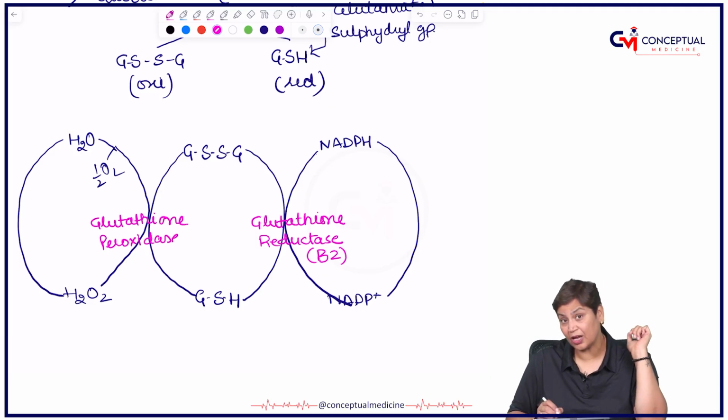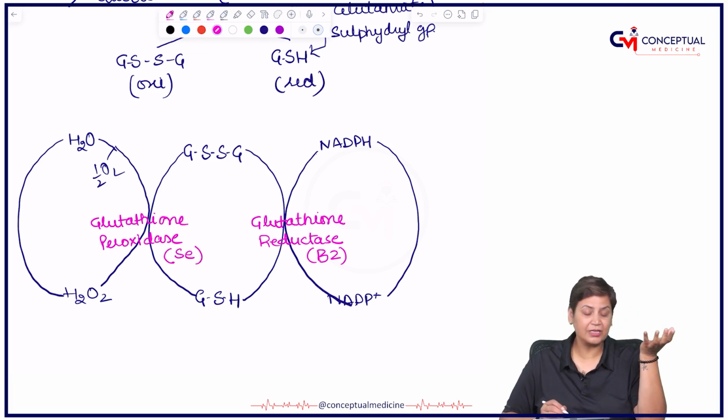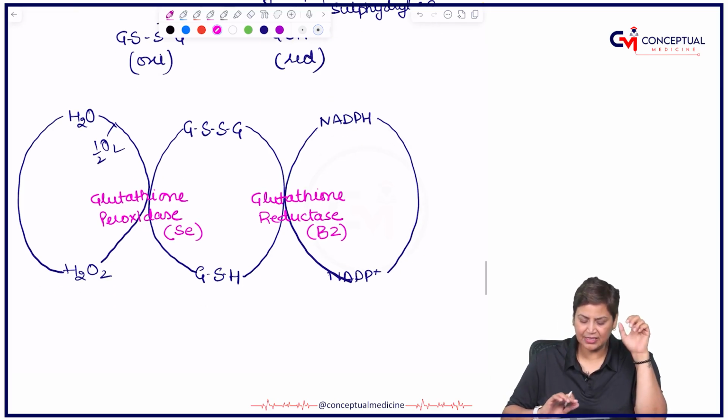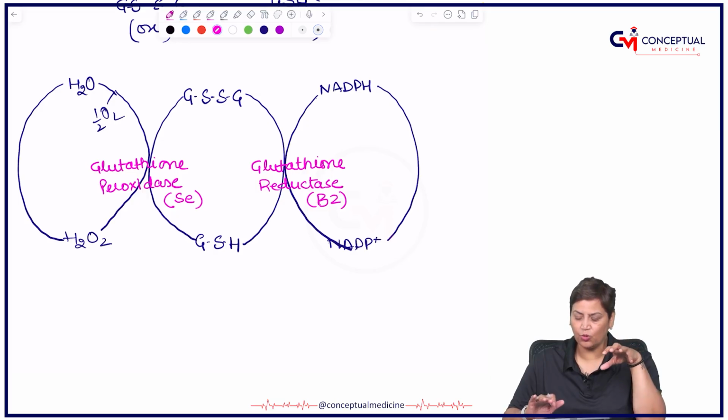And glutathione peroxidase requires selenium as a cofactor. Do you know the difference between a cofactor and a coenzyme? A cofactor is a metal ion or a mineral attached to an enzyme, and a coenzyme is an organic molecule attached to an enzyme. Okay, so this is the complete cycle going on in the cell membrane of RBCs.